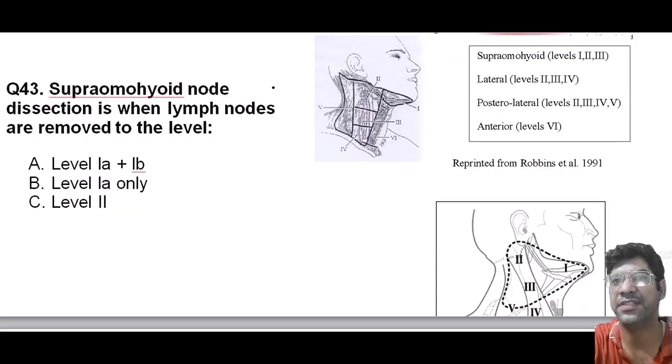Supraomohyoid dissection is done when the lymph nodes are removed to which level? The answer is D, that is level 3. The supraomohyoid neck dissection is a surgical procedure that is done to remove the lymph nodes from the neck. The lymph nodes are removed up to the level of level 3.